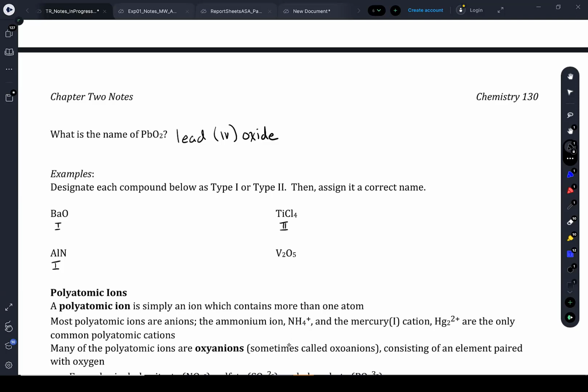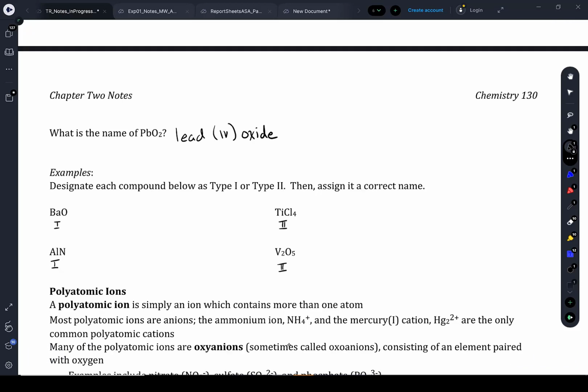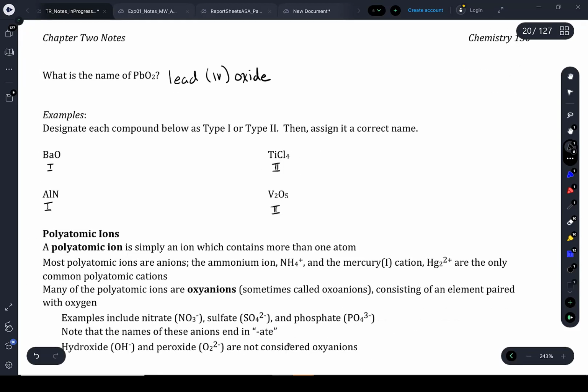Yeah, pretty much anything in the transition metals, excluding zinc, cadmium, and silver. Some people would fight me on that and say, well, what about scandium? Well, who cares about scandium? I don't care about scandium. Okay, so these don't need Roman numerals in them. It's just the name of the metal, space, the name of the anion.